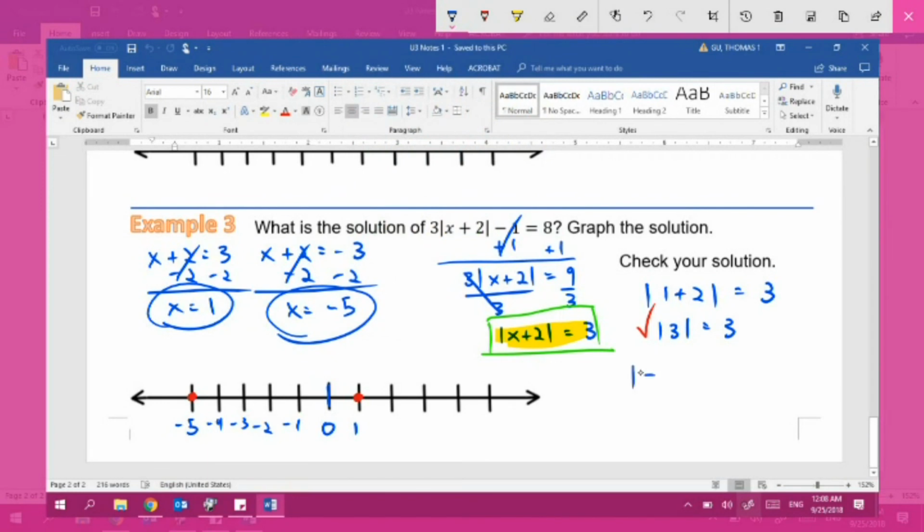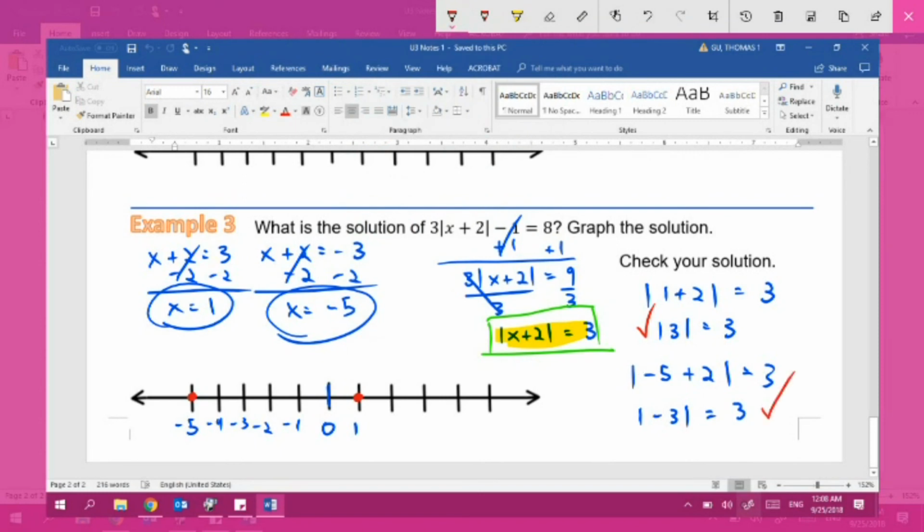Absolute value of -5, because that was my other solution right here, plus 2 equals 3. What is -5 plus 2? That's -3. And is the absolute value of -3 equal to 3? Yes, it is. There it is, guys.